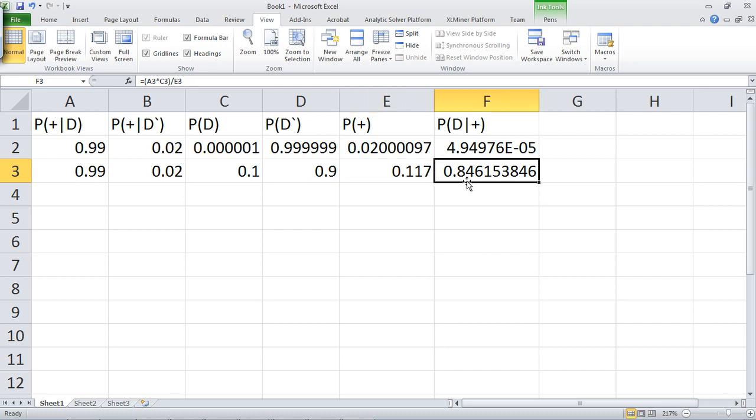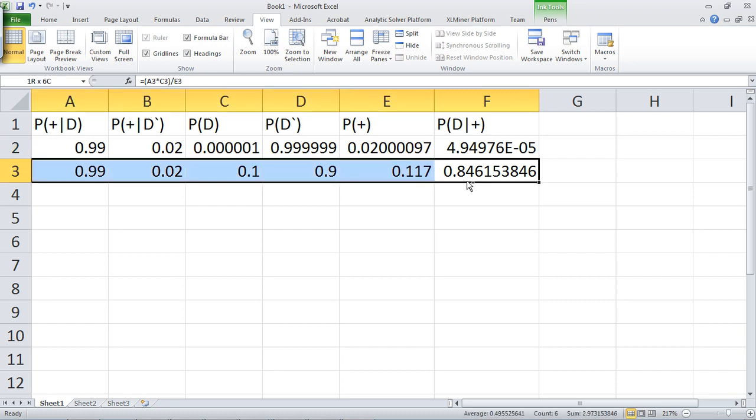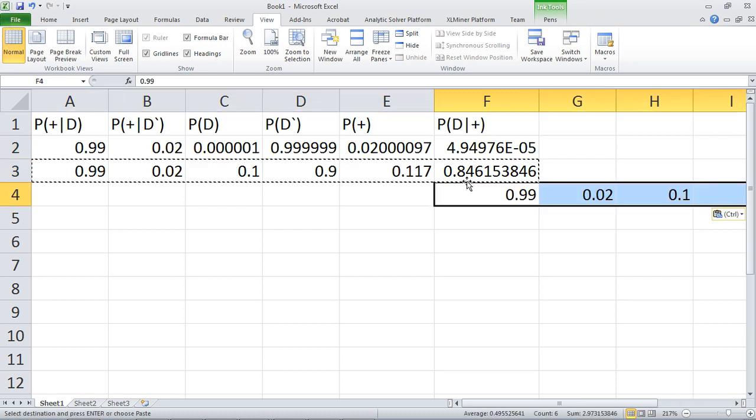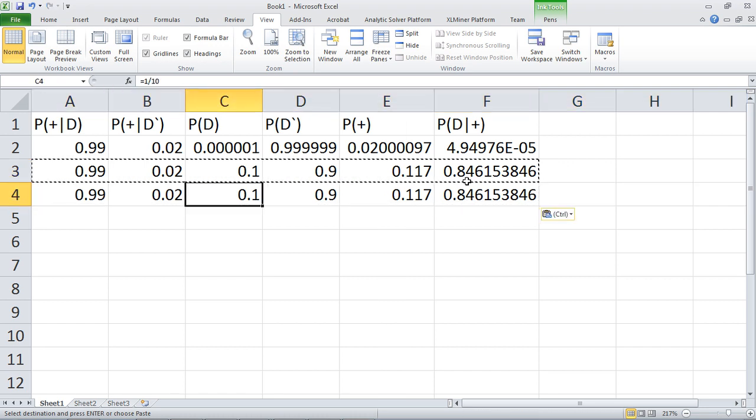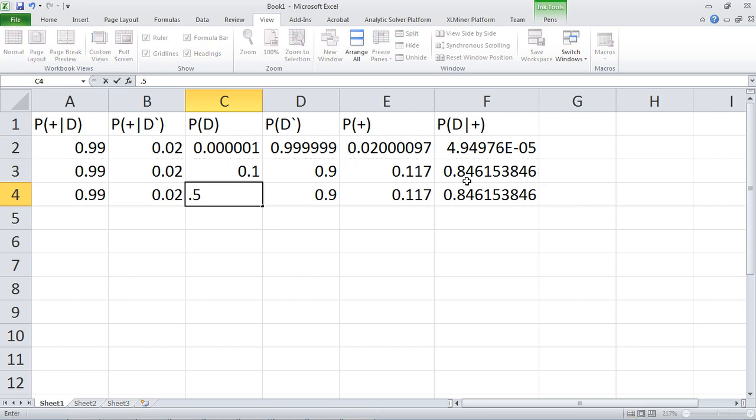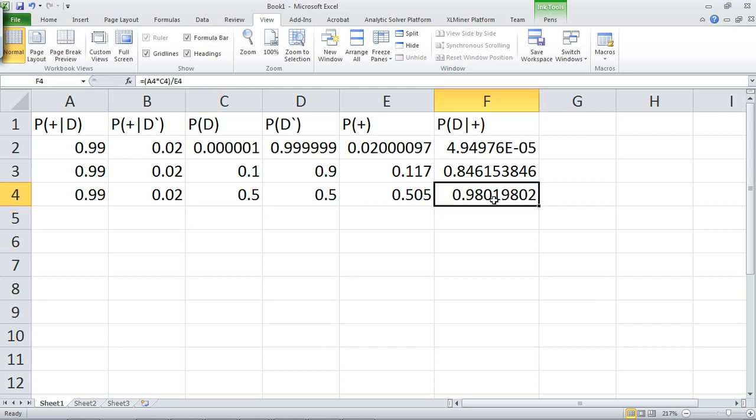And you could do that same thing over and over again. All you have to do is change the probability of having the disease, the prior probability. Let's say it's 0.5. If it's 0.5, then the probability that you have the disease given a positive test result is 98%. So these numbers here, these priors, are very, very important.